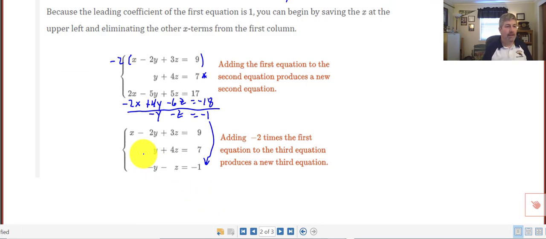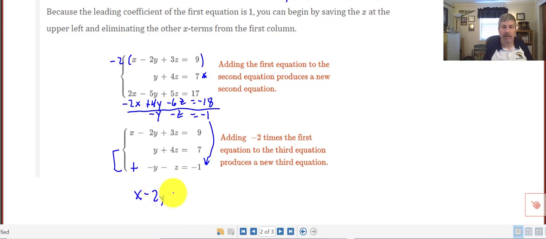You may see here, we've got y and negative y. So we can simply now add these two equations together. We can add our new equation 2 and equation 3. When we add those together, we'll get a new system.